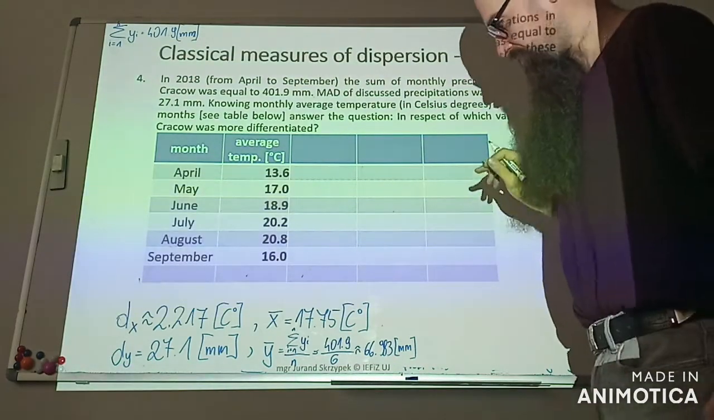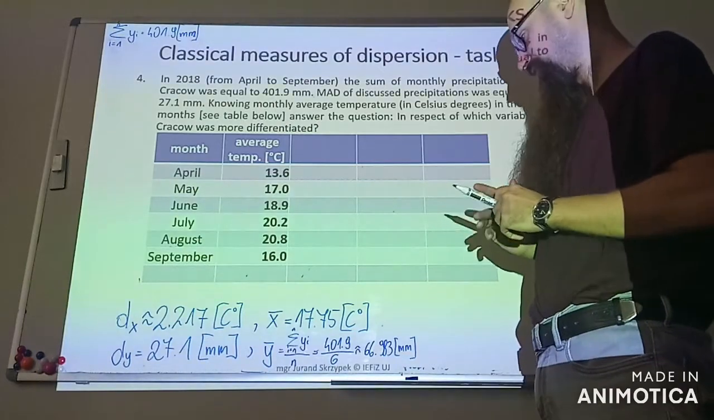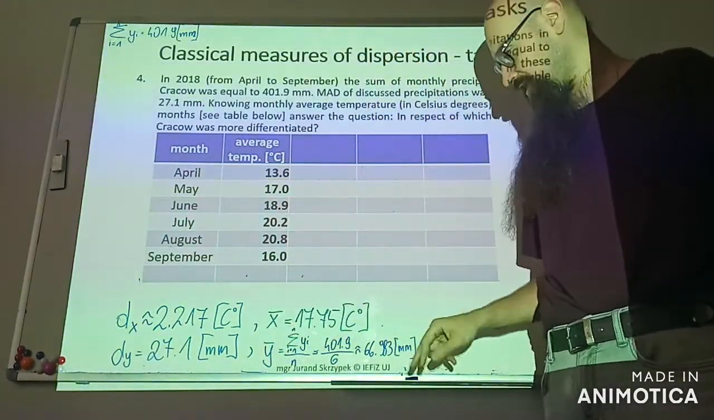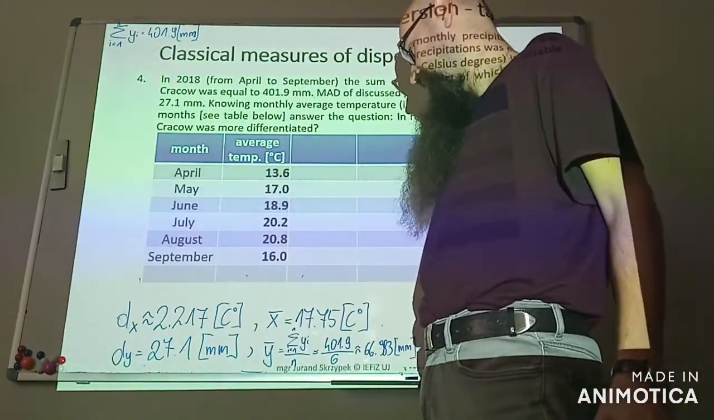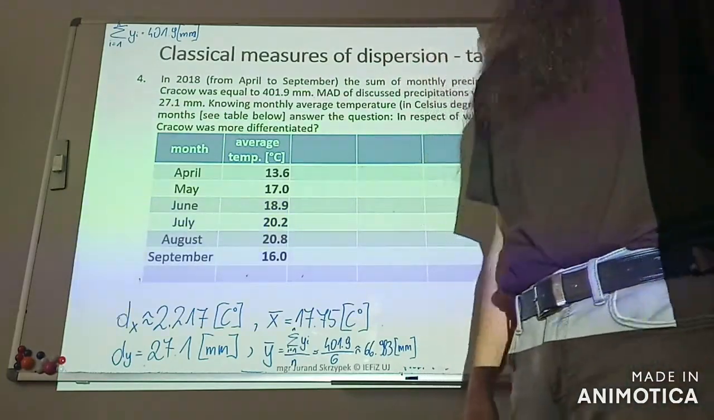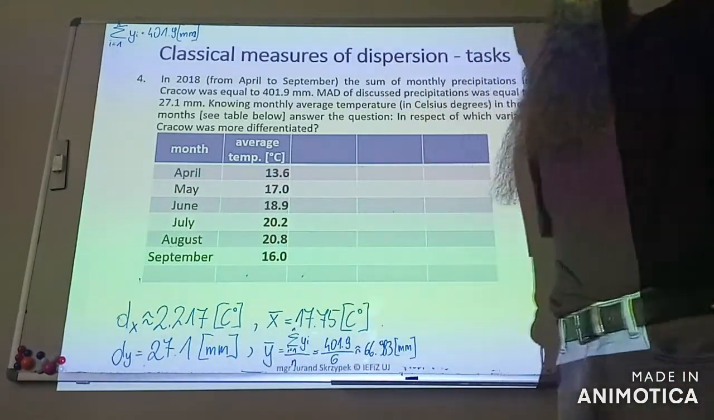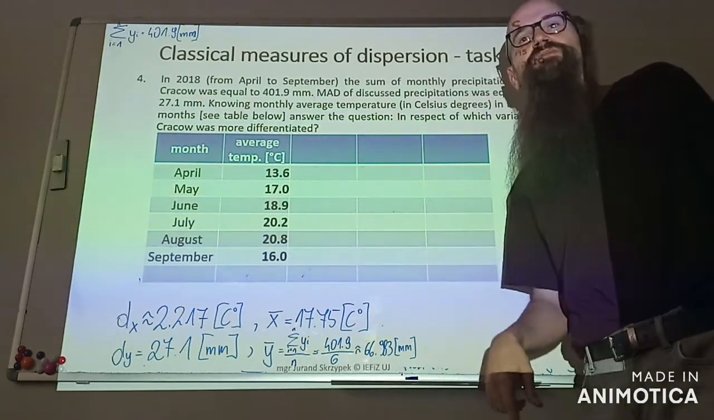Okay, but I have noticed that I have a little problem here, because we have two different variables expressed in two different units. So how to compare? How do I compare Celsius degrees with millimeters? I have to divide the units, remove the units from my analysis.